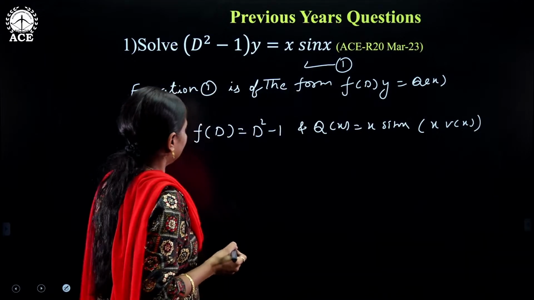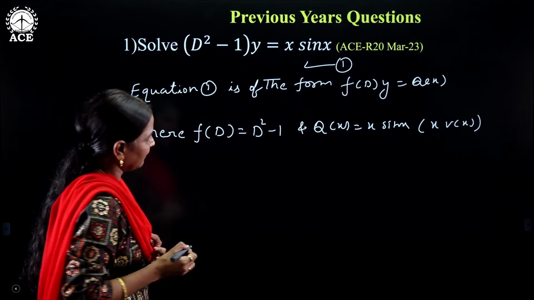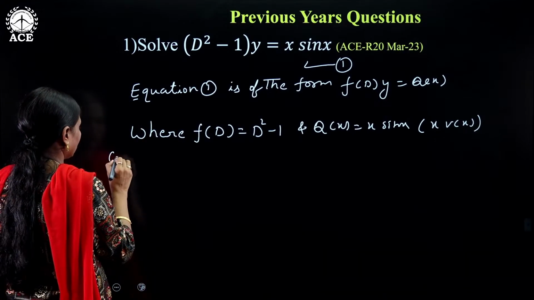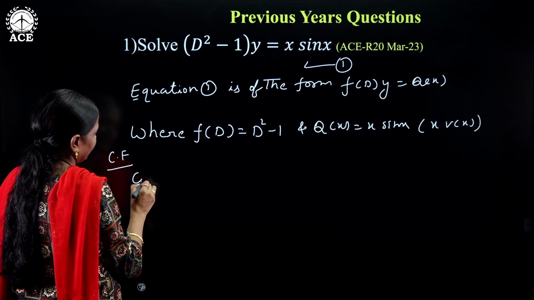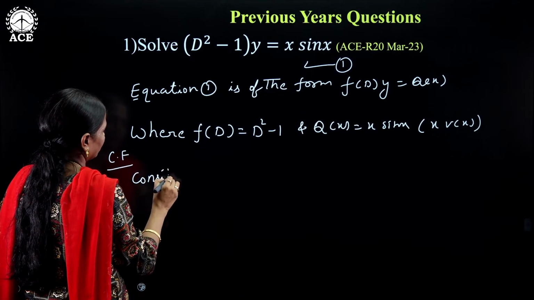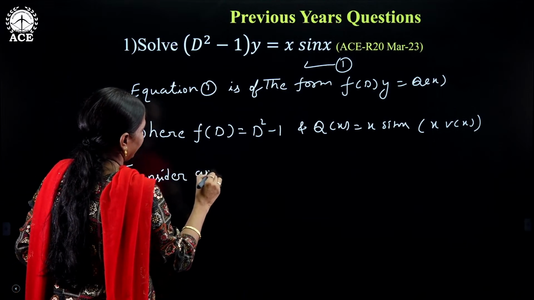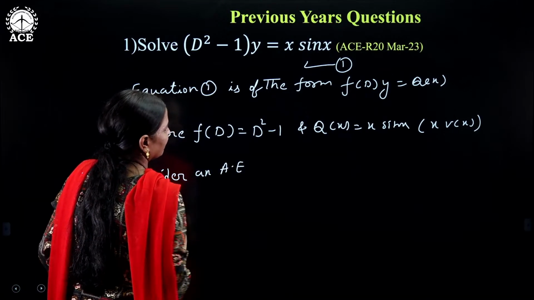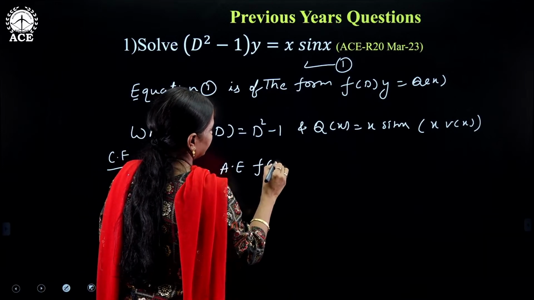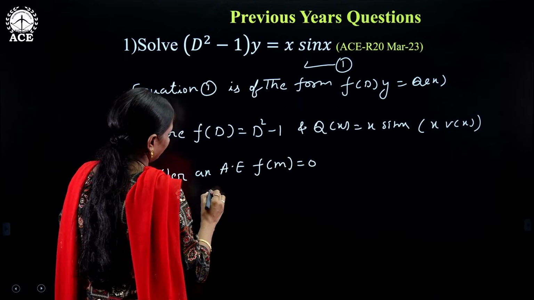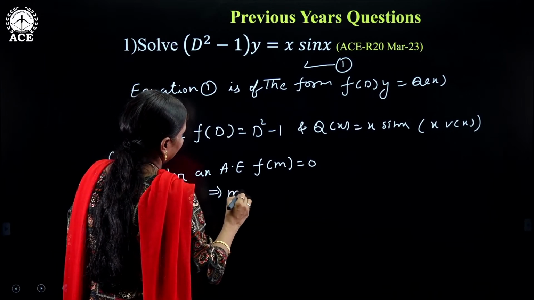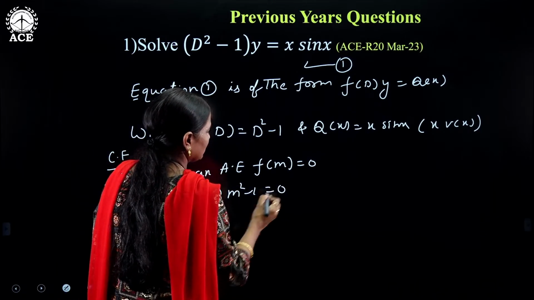Sin x. So first find the complementary function. How to find the complementary function? By considering an auxiliary equation. What is the auxiliary equation? F of m is equal to 0. Yes, what is the f of m here? F of m is m square minus 1 is equal to 0.